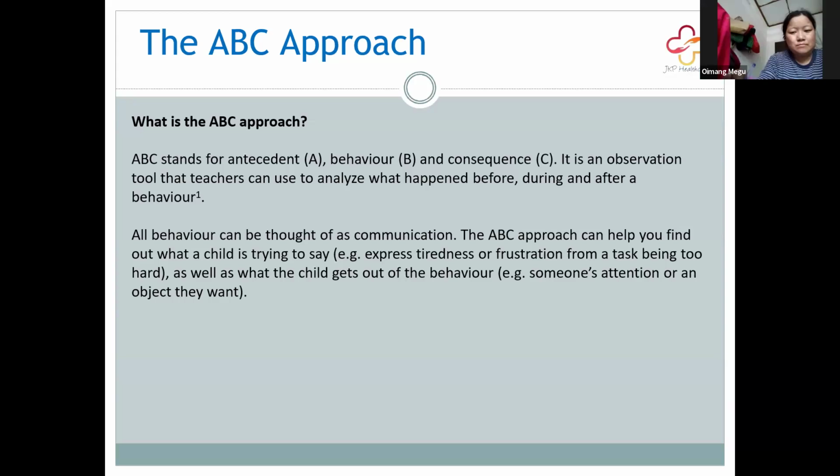So the ABC approach is one part of ABA. ABA is applied behavior analysis. It is a type of therapy which is scientifically proven to work with both children and adults with autism. On ABA itself, we have a long lecture. 3 घंटे का एक अलग से lecture होगा आपका ABA. That is part of the curriculum that will be covered.